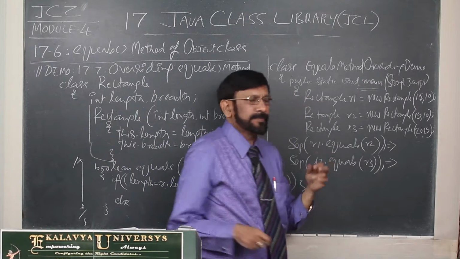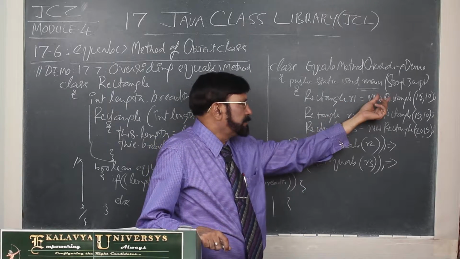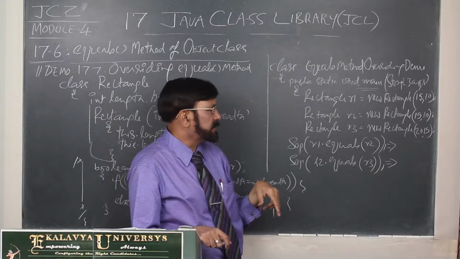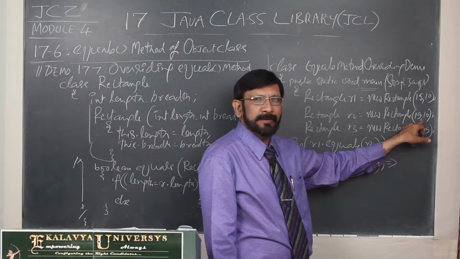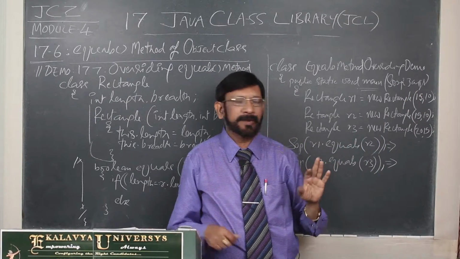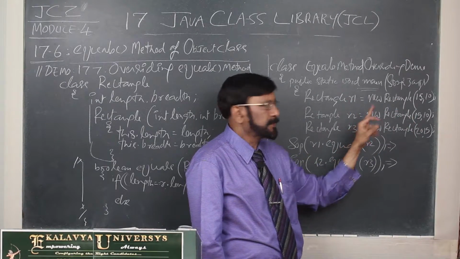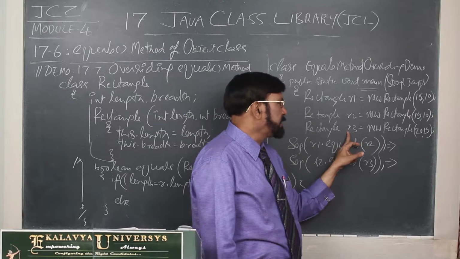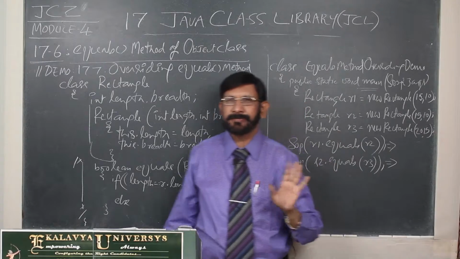Now you see R1, a Rectangle object, R2 another Rectangle, R3 another; three Rectangle objects I have created. As far as R1 and R2 are concerned, I have given the same values. That means same values, references are different, but contents are same. R3 is different in reference and its content is also different. These are the facts.